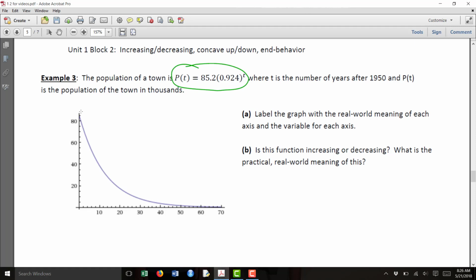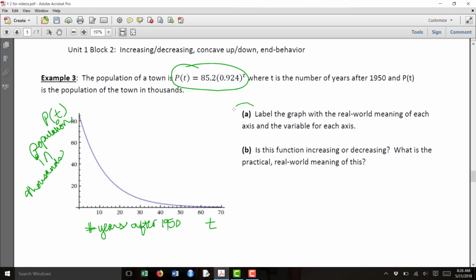We've also been given the graph of that exponential function, and we also see there that it is a decreasing function. We're told in this problem that t represents the number of years after 1950, and we're told that p of t is the population of a town in thousands.